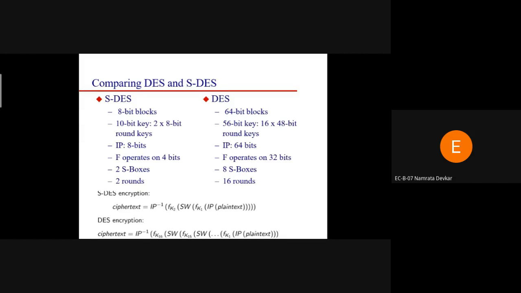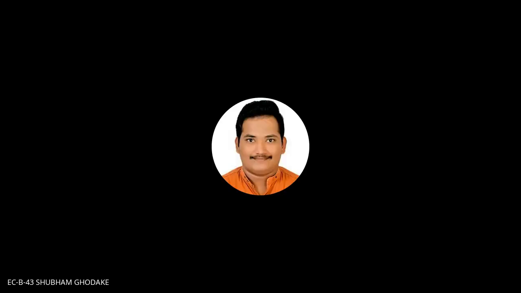Next is the initial permutation. As in the example also, we observe that the initial permutation consists of 8 bits, while in the DES algorithm the initial permutation consists of 64 bits. In ESDS the function operates on 4 bits, and in the DES algorithm the function operates on 32 bits.